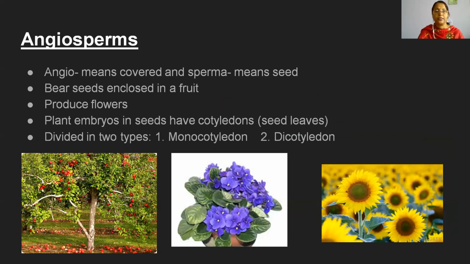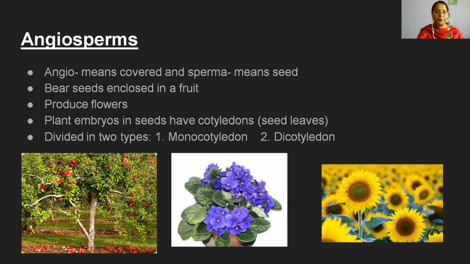Now come to the next division, that is angiosperm. Angios means covered and sperma means seed. Here the seeds are enclosed within the fruit. We can't see the seeds with our naked eye, but they are enclosed within the fruit. This is the main difference between the angiosperm and the gymnosperm. And they are the flowering plants, that means they produce flowers.